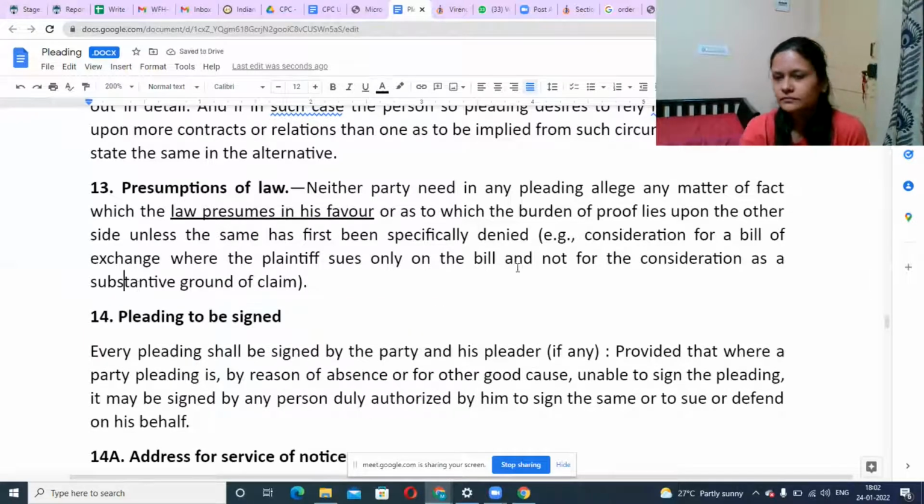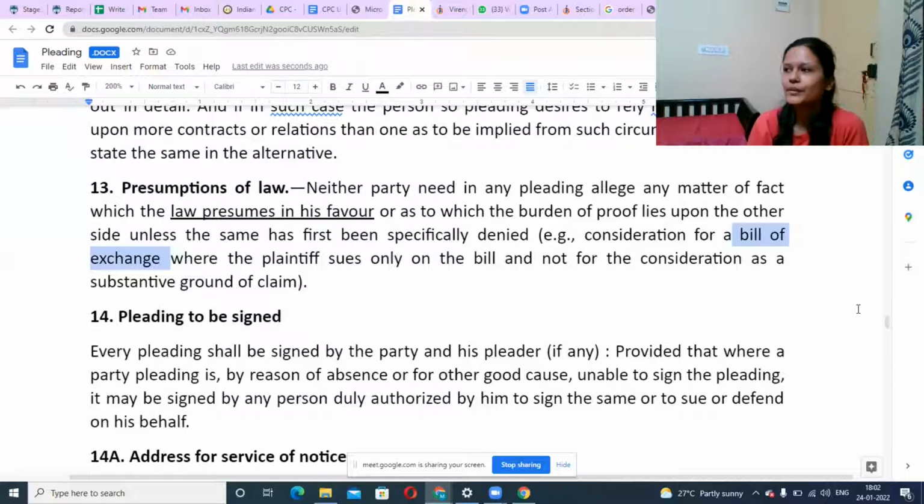It's just like section 139 of the NI Act, madam. Yes, like sometimes it might happen that a person may even give a cheque before taking the service also. So presumption of law is more or less that, isn't it? Presumption of law, you can say this bill of exchange thing, plus there is also presumption elsewhere.